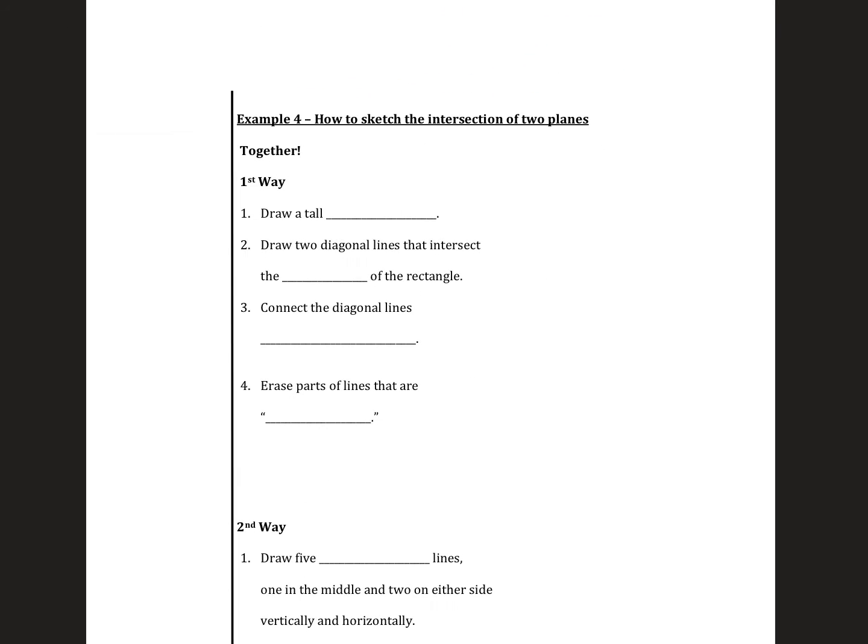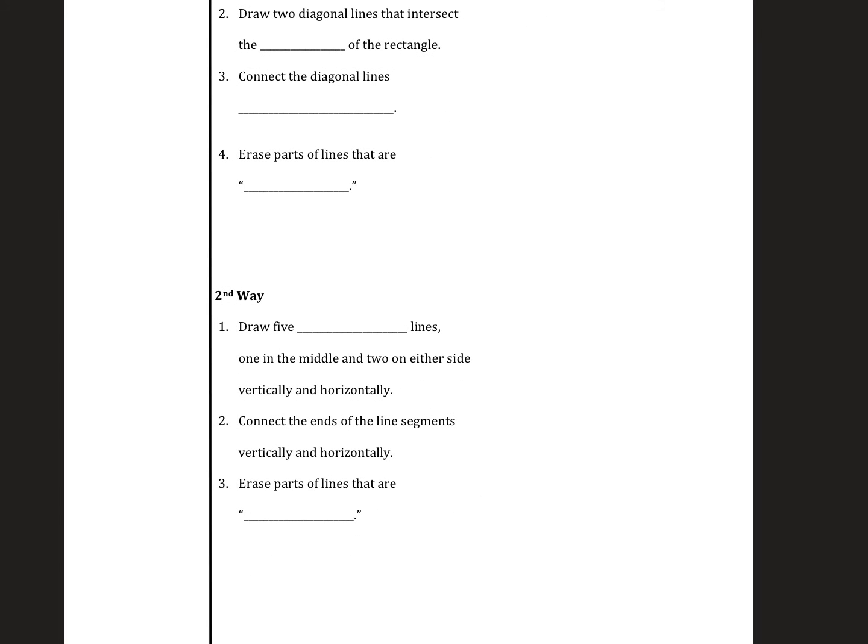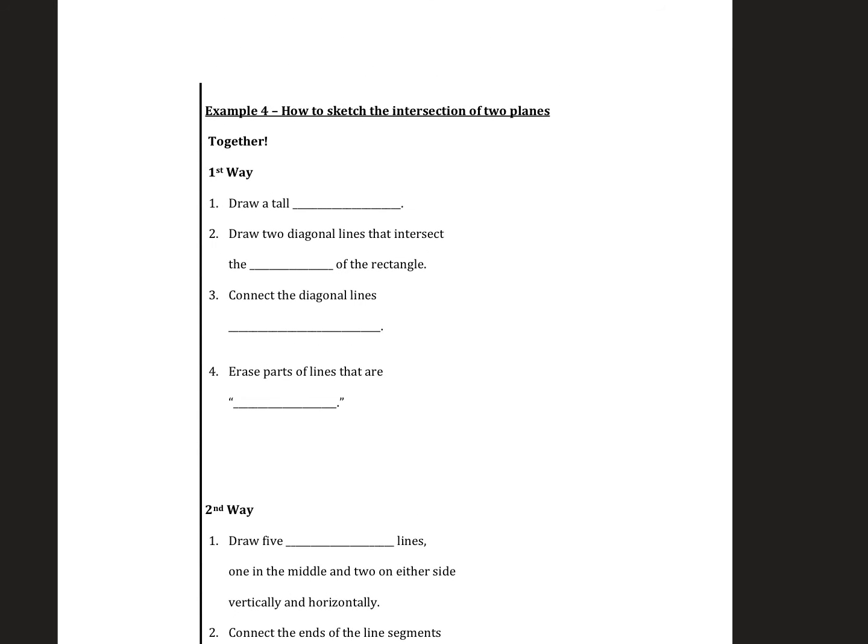So let's do it here. We're going to do it two different ways. All right, so let's do it the first way. The first thing that we want to do is draw a tall rectangle. Basically, we're trying to show where two pieces of paper overlap and where they cross here.